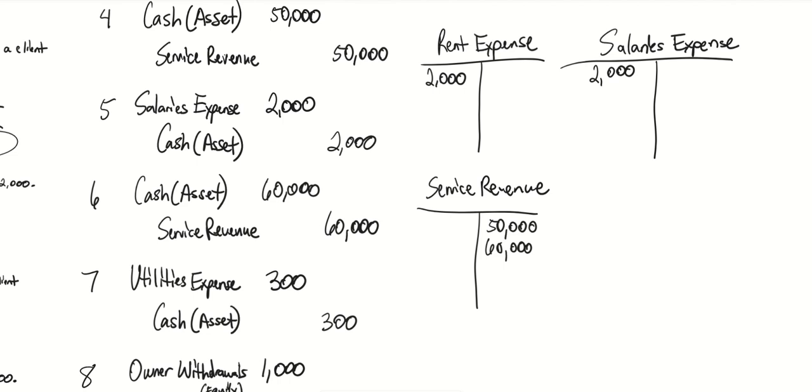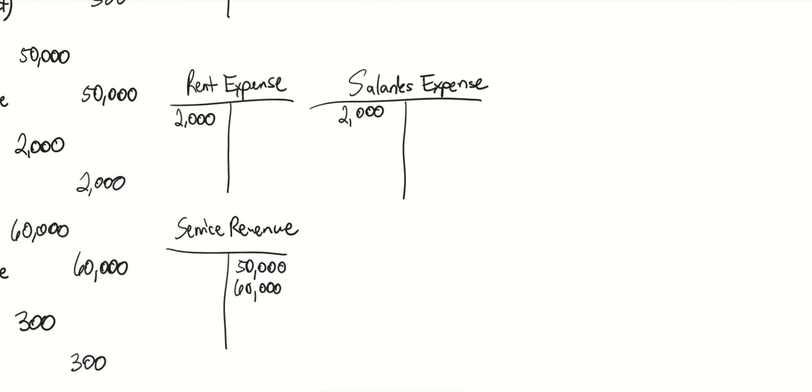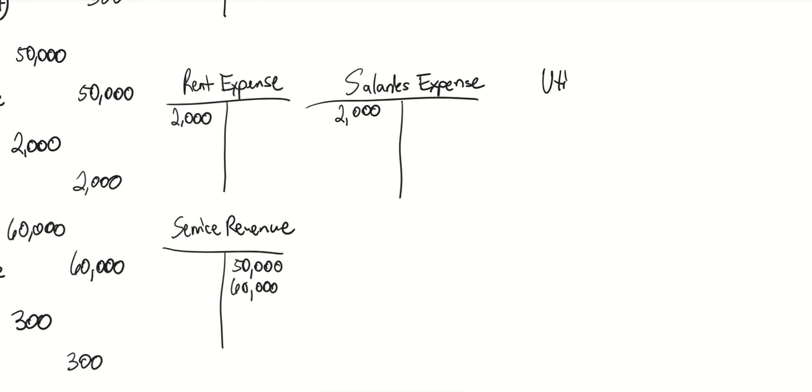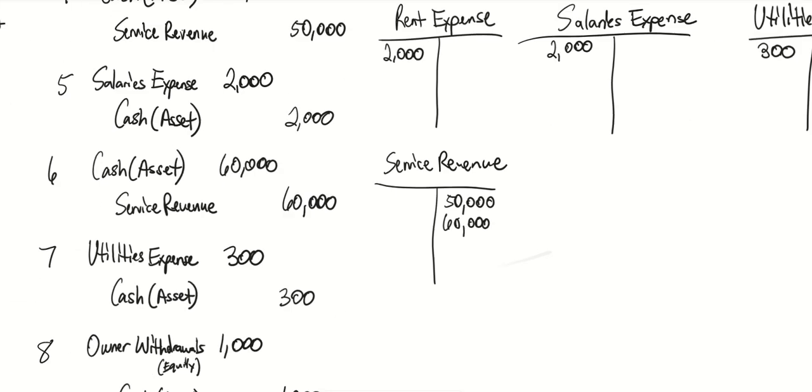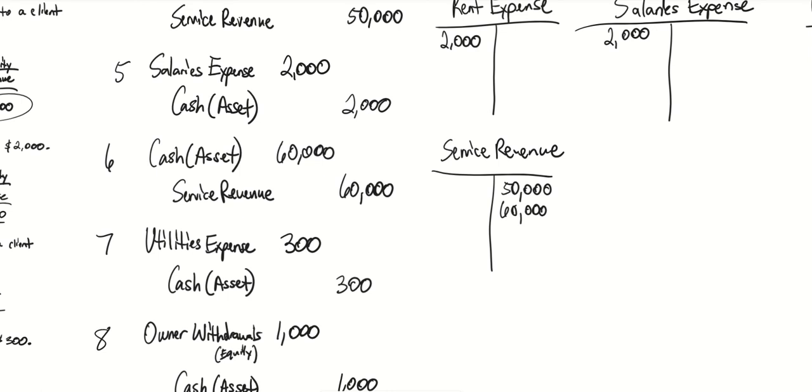Utilities expense has a debit of $300. So I'm going to create the T account for utilities expense. That's for $300. Go back to transaction 7. We see a credit of $300 for cash.